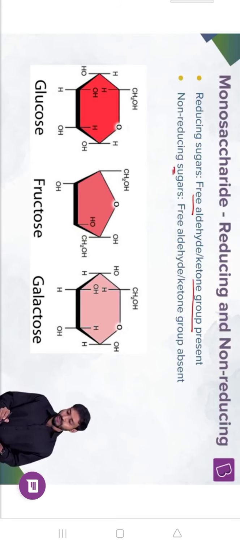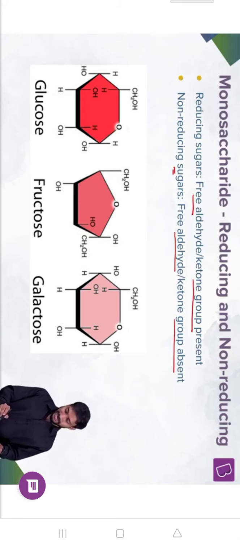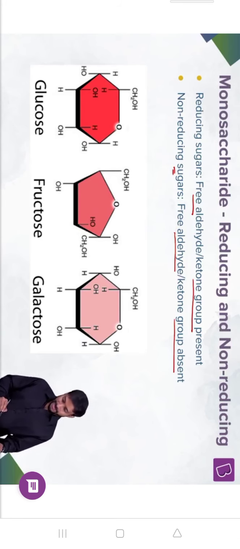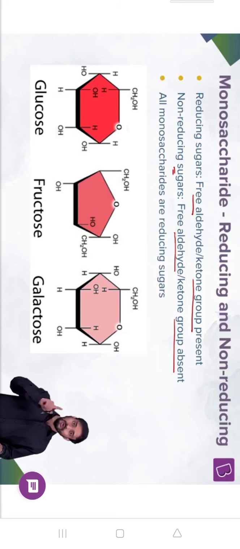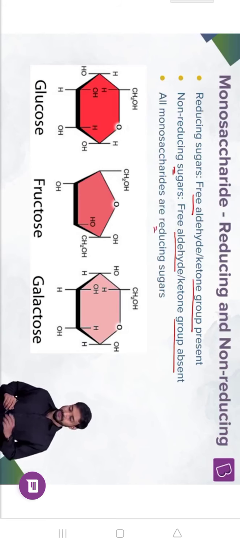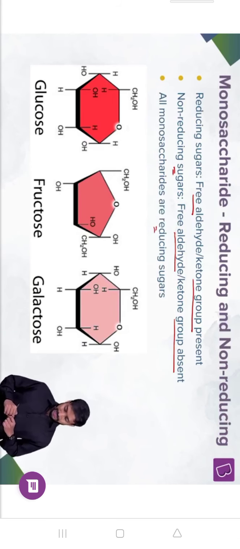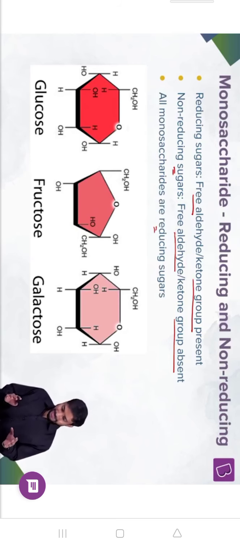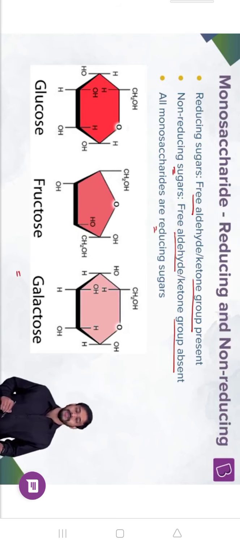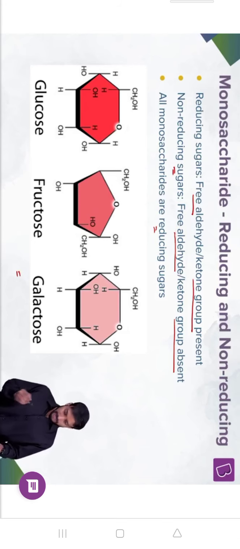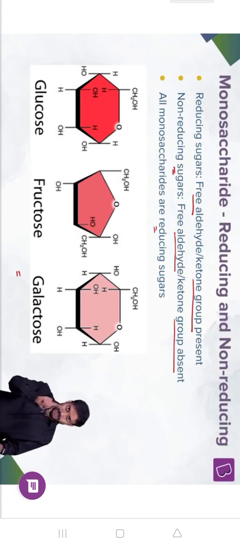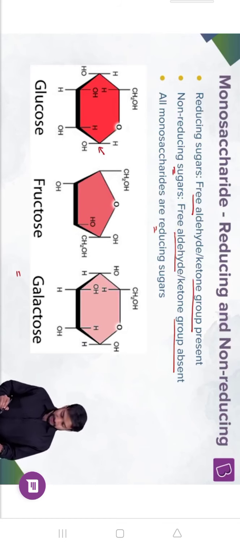Non-reducing sugars are those which do not have a free aldehyde or ketone group. So no free aldehyde or ketone group. Fine? Okay. All monosaccharides are reducing sugars. Fine? So I'm sure you are finding it difficult to find the free group, because the examples I'm showing here are all reducing sugars. But the question that you should ask, I'm sure you are asking, is where is the free aldehyde. Note here. See here. Fine, carbon number 1.